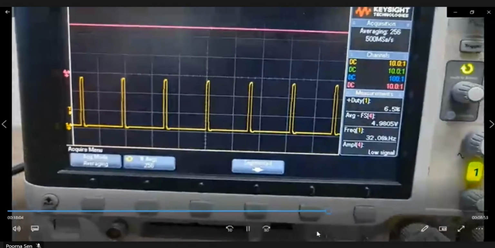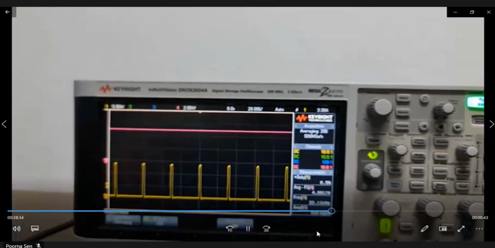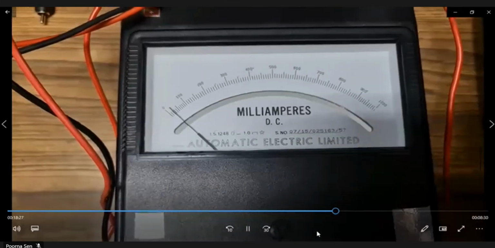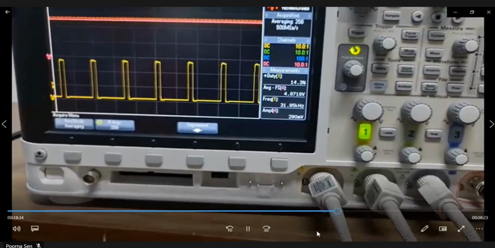So for the first reading, the load is set at 10 milliampere. Duty ratio is 6.5% and the output voltage is 4.980 volts. Now the load current is changed to 20 milliampere. Duty ratio is 14.3% and output voltage is 4.975 volts.